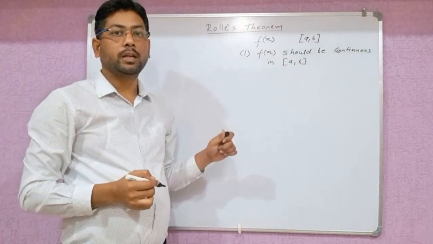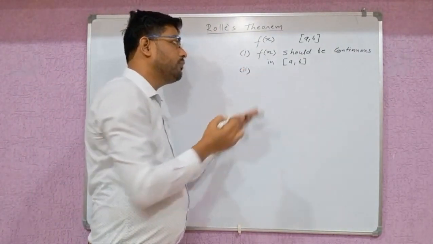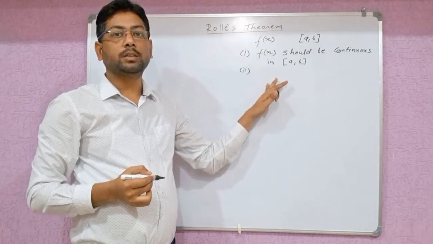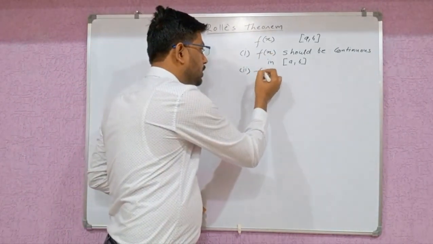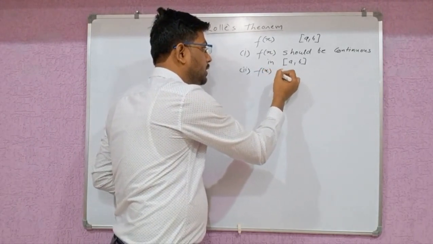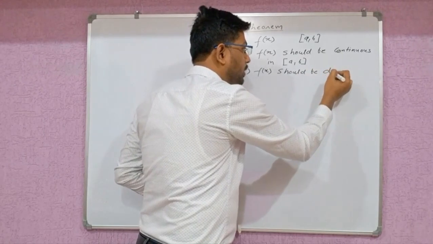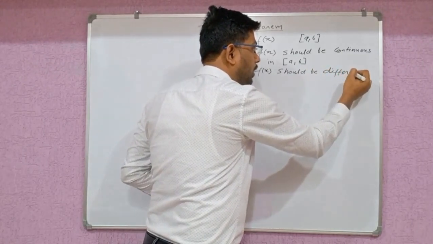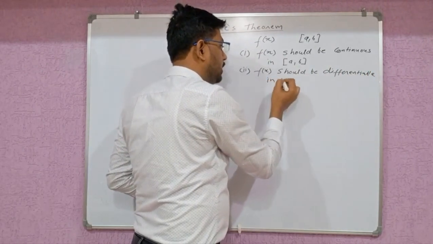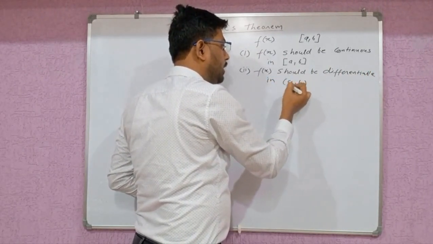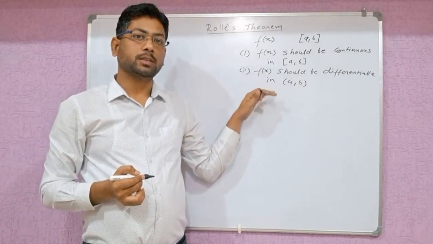Now the second condition. What is the second condition? The second condition is that this f(x) should be differentiable in the open interval a to b. So let's write that also. This f(x) should be differentiable in a to b where a and b are not included. So this f(x) should be differentiable. This is the second condition.